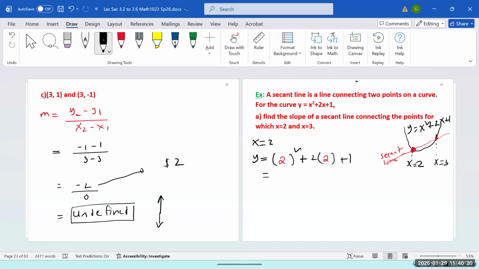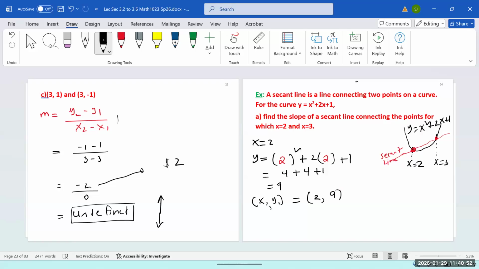What is 2 squared? 4. And what is 2 times 2? Also 4. So what is 4 plus 4 plus 1? 9. So do we have a point now? What is our point here? Let's say this is x1, y1. So what's the point here? x is 2 and y is 9.